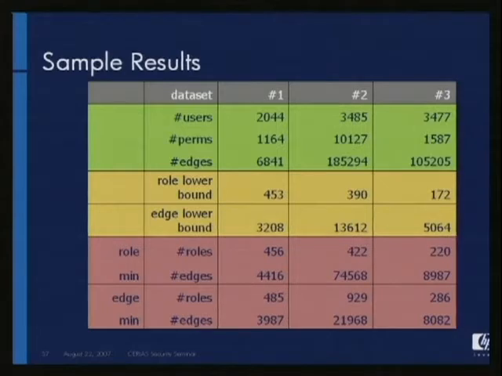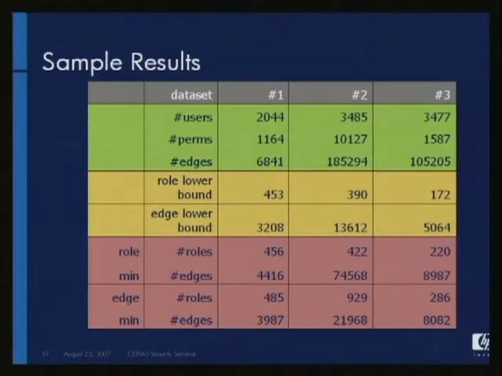And then we have, using our sort of weak edge lower bound, we have these, which is just the sum of the users and the permissions is the bound on the number of edges. And then the role minimization algorithm is described first, and then we have this edge minimization algorithm. And you can see that the main point is that the role minimization is getting reasonably close, or at least we're comfortable with how close it's getting to the lower bounds we've developed.